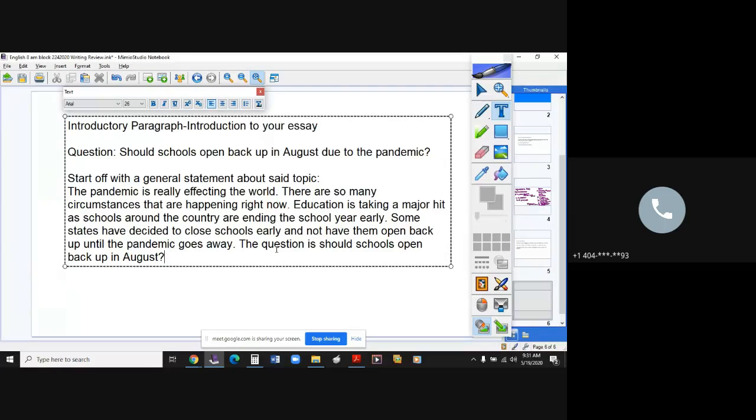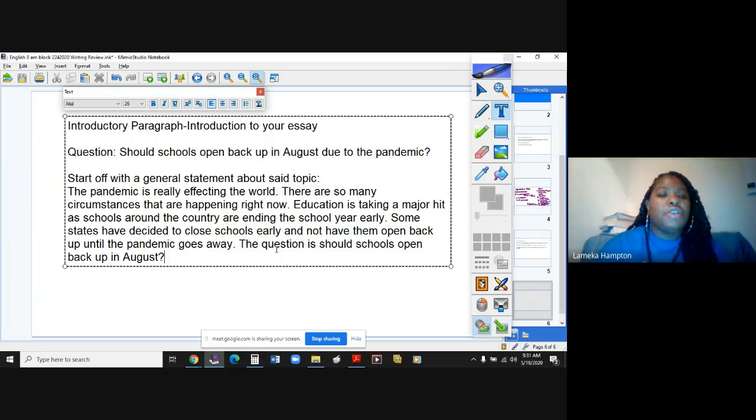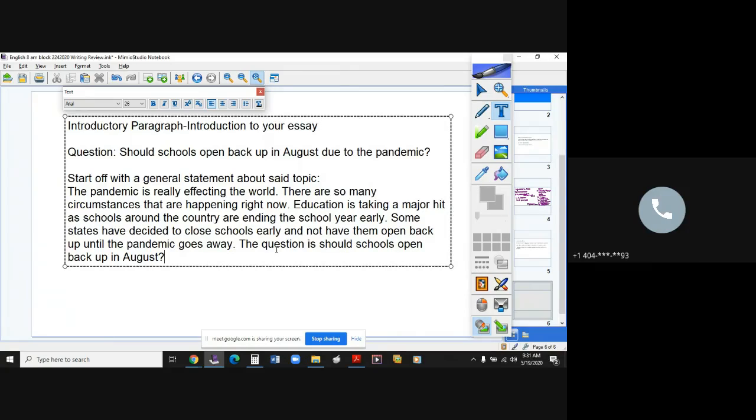Well, due to the pandemic, schools should open back in August if the cases and the death of people go down. If it's low and it's safe, school should be open. Okay, so what you're saying is yes, schools should be allowed to open back up in August once the cases, everything is low. Yes, okay.